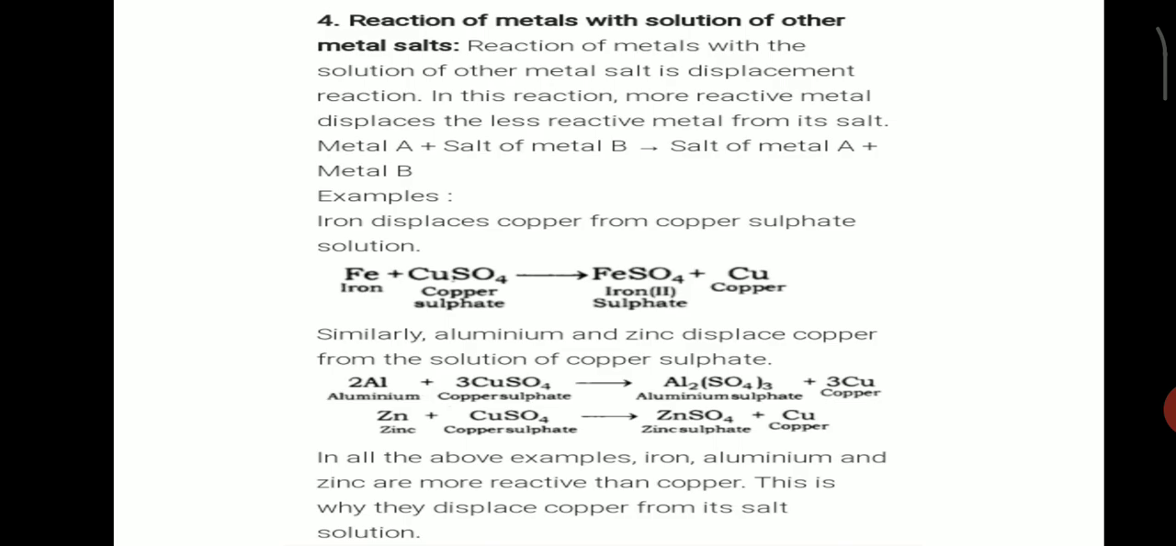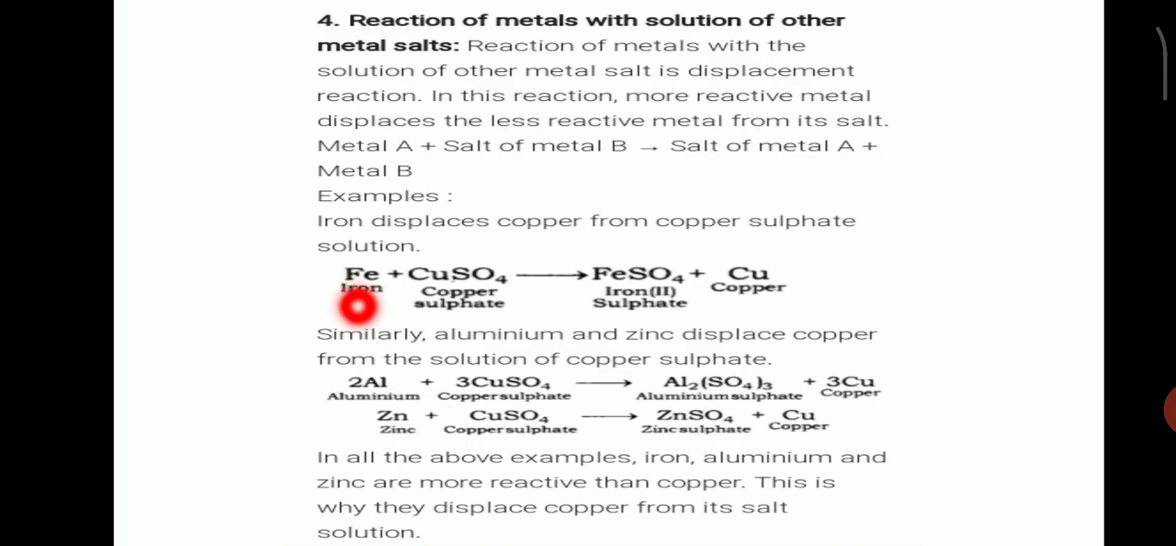When a more reactive metal is put in the salt solution of a less reactive metal, then the more reactive metal displaces the less reactive metal from its solution. Or in other words, a more reactive metal displaces a less reactive metal from its salt solution. So suppose a metal A reacts with a salt solution of B, then we get the product as salt of metal A plus metal B.